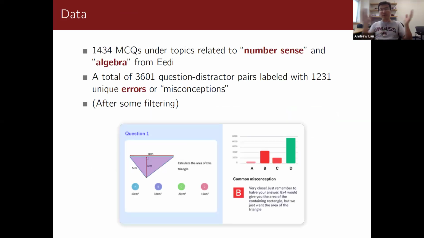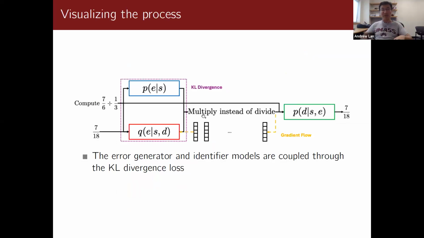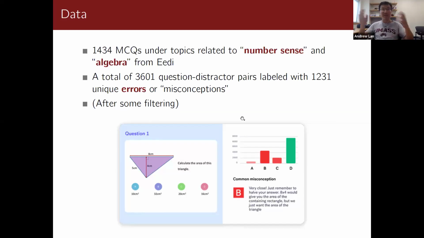So that's basically the setup. For the data that we use, we have a total of 1,434 math MCQs under two topics, number sense and algebra. Among these there are a total of 3,601 question-distractor pairs that are labeled with errors. These are error labels curated from real teachers. Later I'll go into how exactly we make use of those labels in a semi-supervised setting. These errors are things like, using the example that I just showed, multiply instead of divide, which is a particular error, or some of these are specific misconceptions.